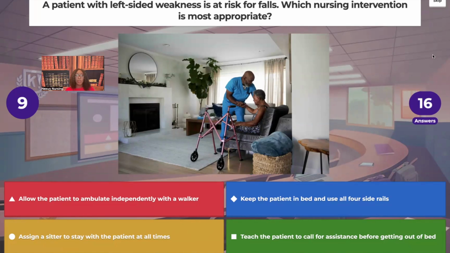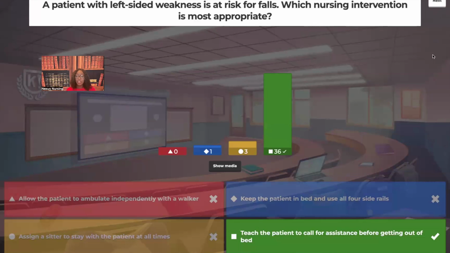Which would be most appropriate for the patient with left-sided weakness that is at risk for falls? Very good. Teach them to call for assistance. Tell them this is a call bell. This is a light. Press it if you want to get up for any reason. That's it. Look at the wrong answer choices.